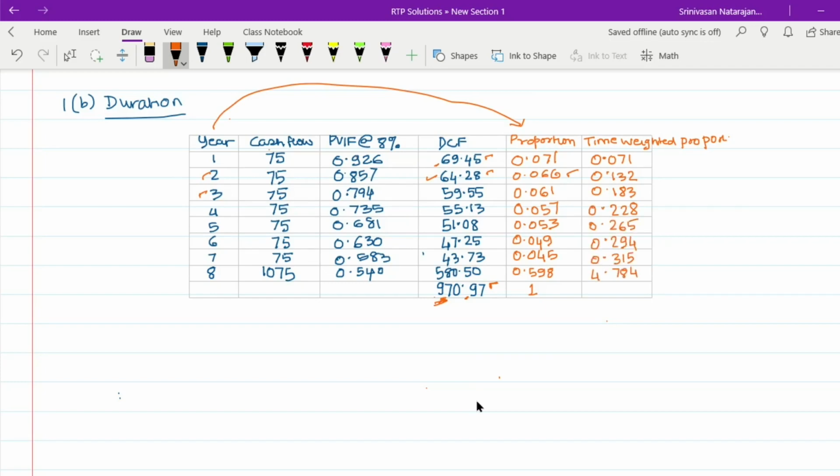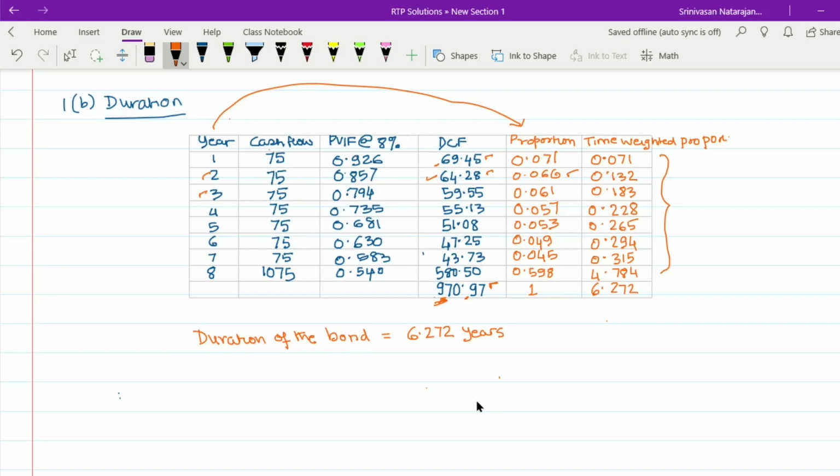So now we have calculated the time weighted proportion for each of these years, and the sum total of time weighted proportion will give us what we call as the duration of the bond, which in this case, if you add up all these, you will get 6.272. Therefore, duration of this bond will be 6.272 years. So we found the current market price. That was the first sub part of part 1. And then we found duration, which is the second sub part of part 1 of the question.